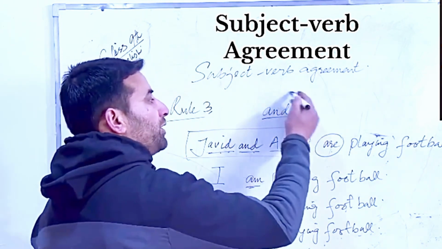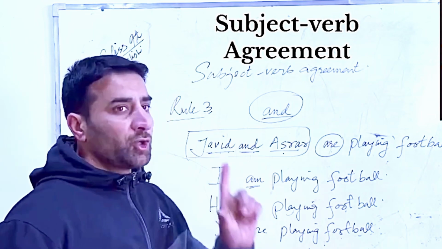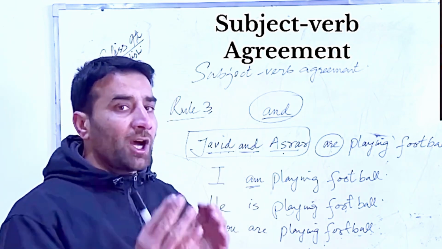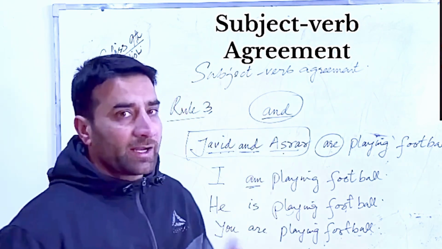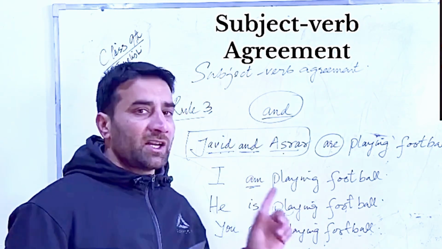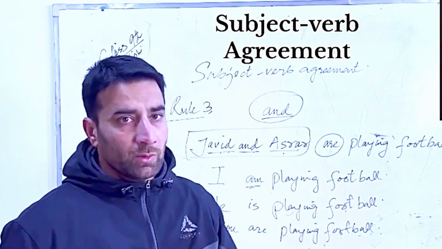So it is rule third. Most importantly, when you have a compound subject. What is compound subject? Talking about two nouns or two pronouns which are joined by a word, and most probably it is and. That subject is called a compound subject and it is always considered as plural, and the next verb or helping verb should be plural.